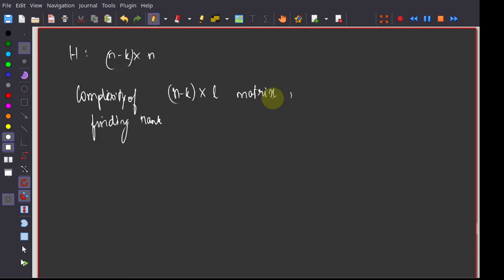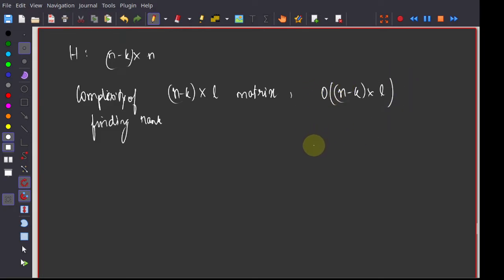N minus k, right? And I don't need to bring it to row reduced echelon form. As long as I just bring it to echelon form, find out whether it's a triangular matrix or not, I'm done. Right? Because I just want to compute the rank. So the complexity is order n minus k times L. This is the number of arithmetic operations that are required to check whether an n minus k by L matrix is full rank. So if I want to check if L columns are full rank or not, I only have to perform these many arithmetic operations.